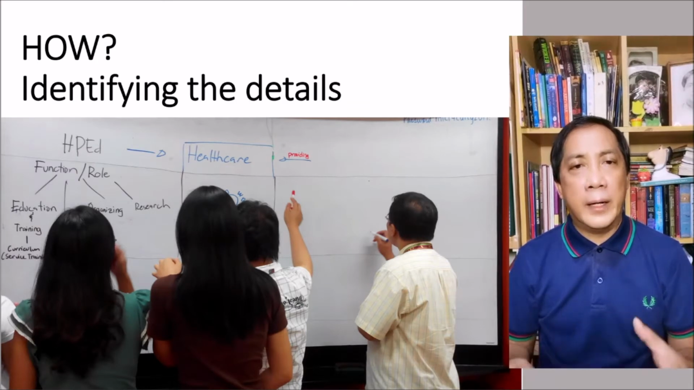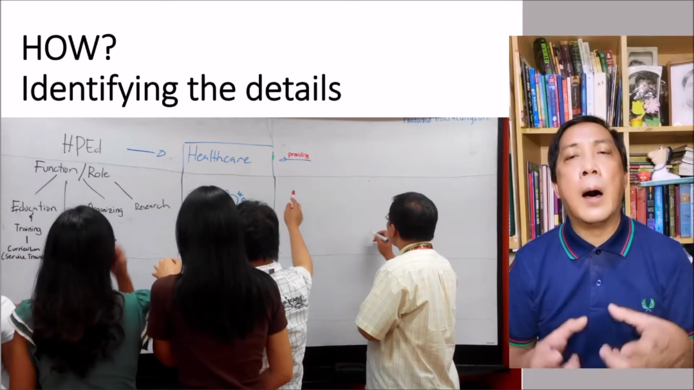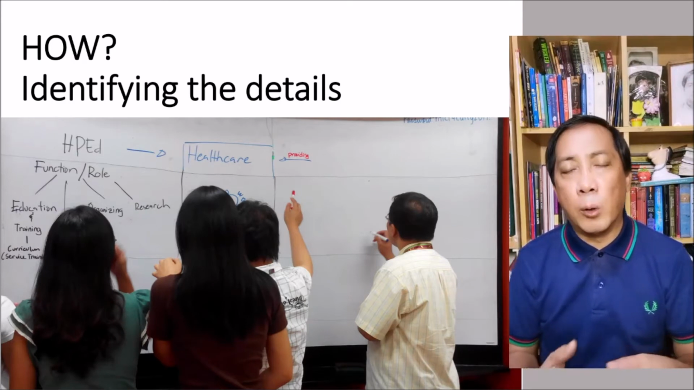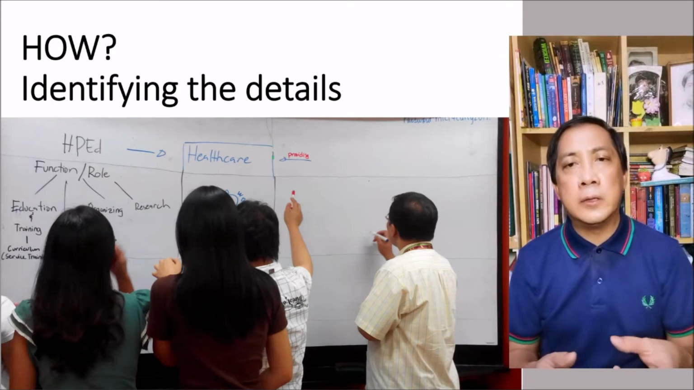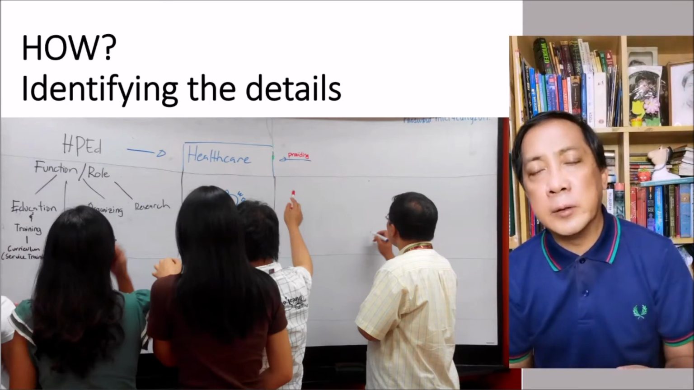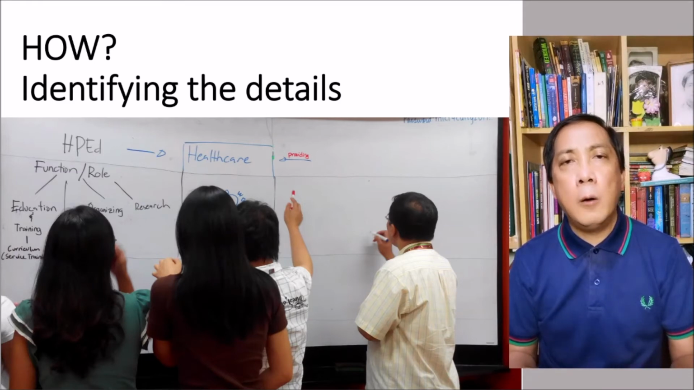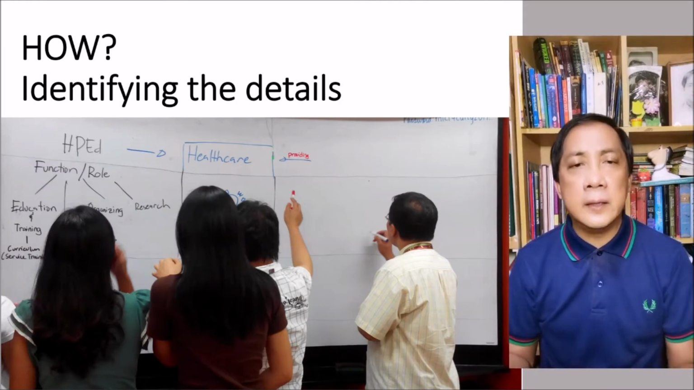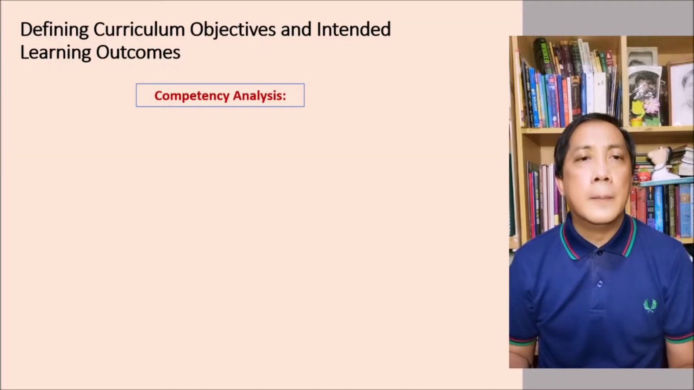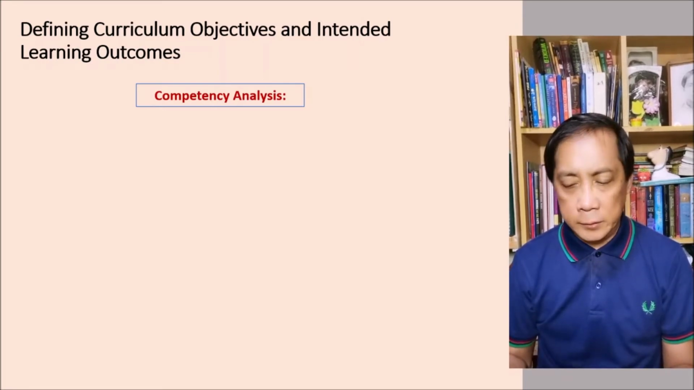So now, how do we break down the details? What you just saw are examples of how a domain was broken down into its competencies, and how the competencies were broken down into the respective tasks, and how from the tasks you try to identify the knowledge, skill, and attitude requirements. So let me illustrate it now in relation to the course that you are doing.